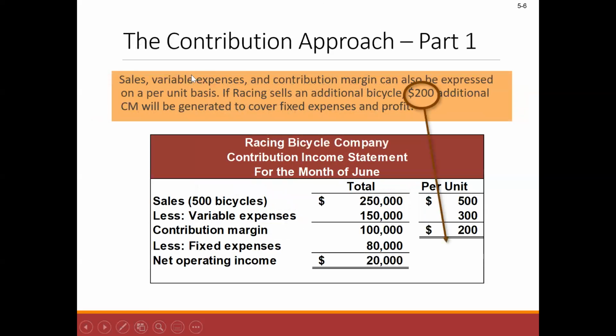So we can approach this in a variety of ways, but in this case, what we're showing is the sales, variable expenses, and contribution margin can be expressed on a per unit basis. If Racing Bicycles sells an additional bicycle, $200 additional contribution margin will be generated to cover fixed expenses and profit. So a bicycle minus their variable expenses gives us $200 for each additional bicycle. Make sense?